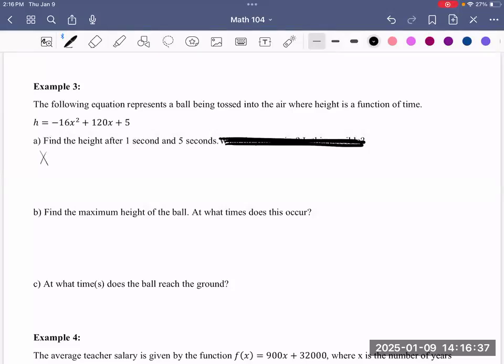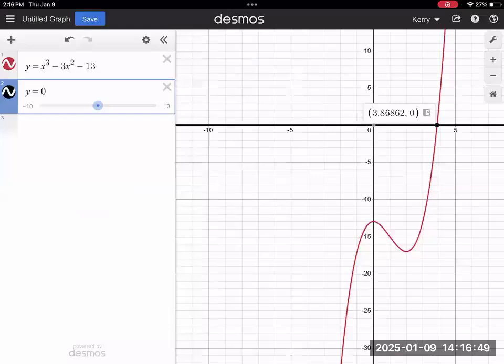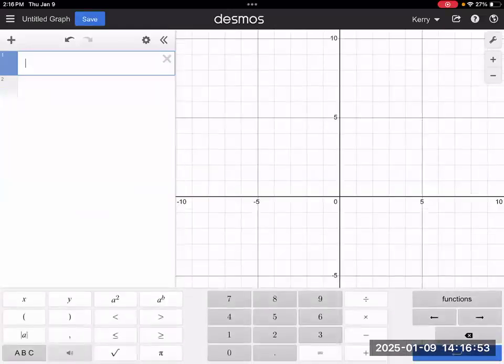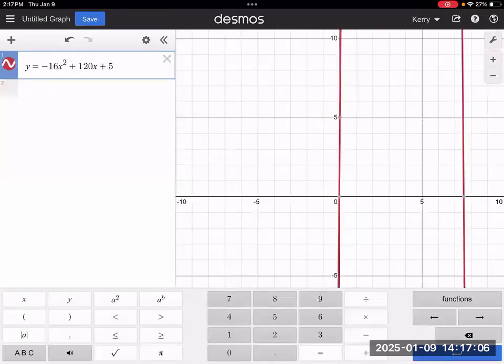Okay, so one way we could do it is algebraically, and we can work it into your equation, and then again here and determine it that way. If we wanted to do it graphically, all we have to do is change your graph. Oops, just do another home screen. We have y equals negative 16x squared plus 120x plus 5.